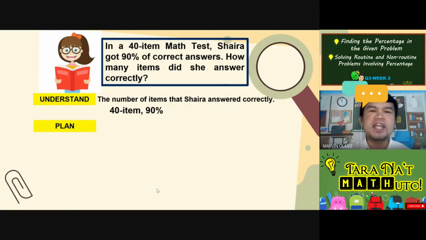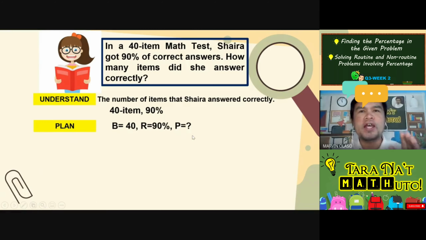It means that the given is 40. Our 40 is the base, and 90% is obviously the rate. We need to find 90% of 40, or the P, the percentage. All right, do you still remember how we find the percentage?